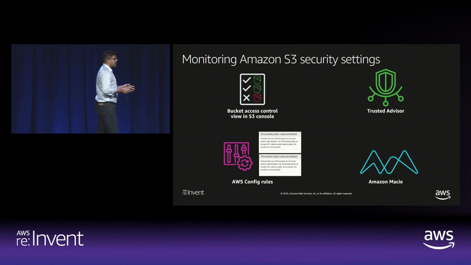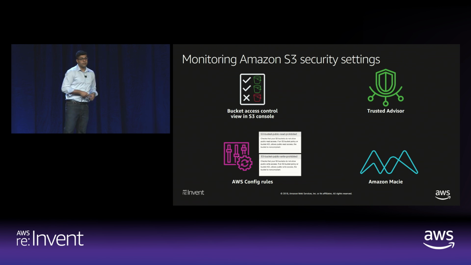You can also set up managed rules. If you use AWS Config, you can set up a rule. There are 2 rules I've highlighted here, which tell you whether your bucket has public read or public write. Or you can use Amazon Macie. Amazon Macie uses machine learning in the backend to identify whether there is PII data or not. It not only checks for open buckets, but also shows you a dashboard of where you have PII data and whether you should have it or not.